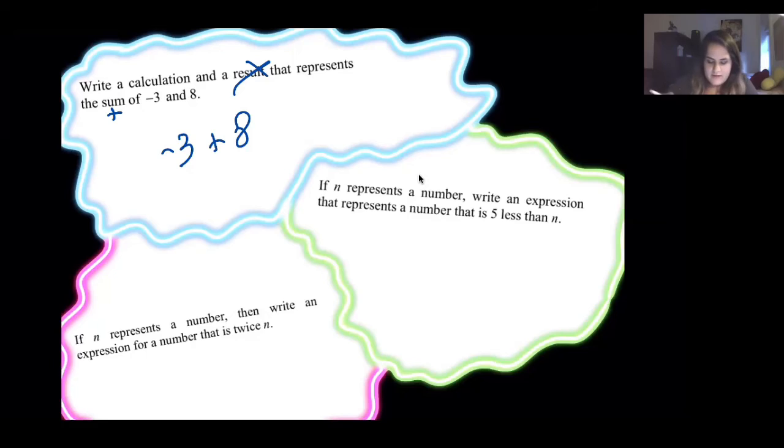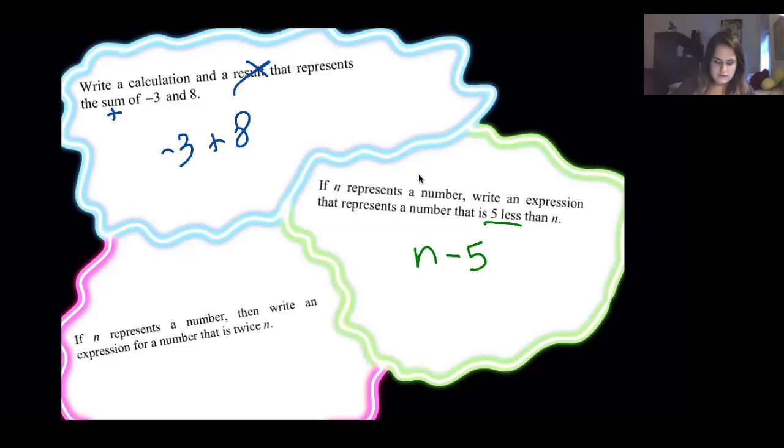All right. For the next one, n represents a number. Write an expression that represents a number that is 5 less than n. So I know this is going to seem kind of weird, but when they say 5 less than something, it actually goes behind the thing that it's less than. So this is going to look like this. It is n minus 5, where n is whatever number.